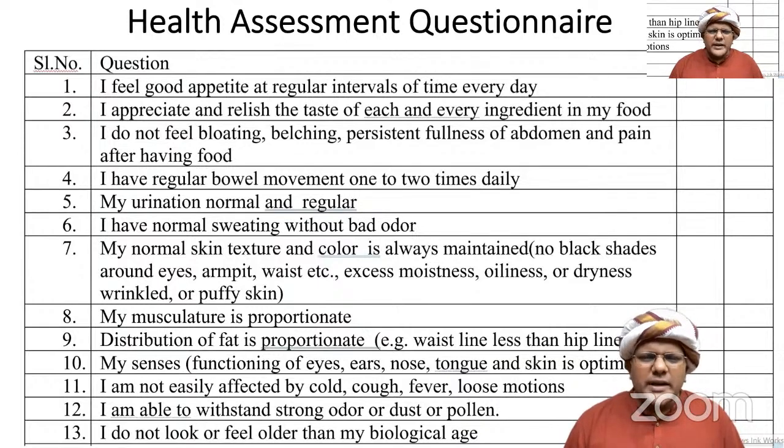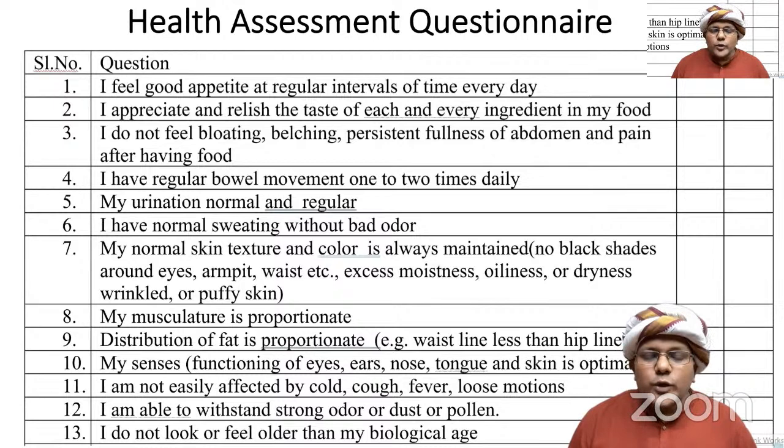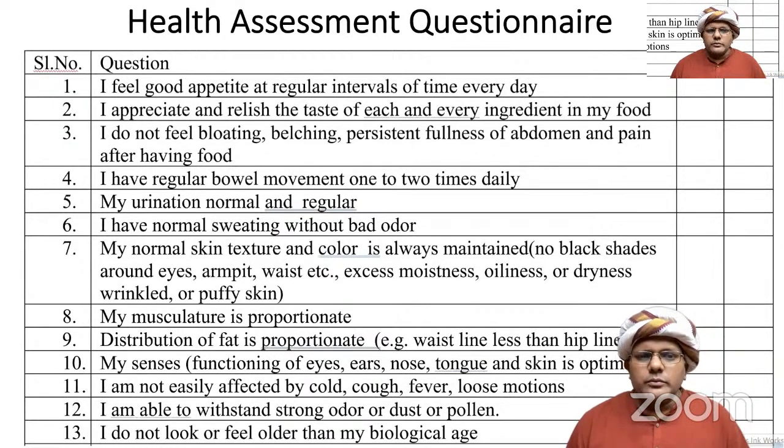I have normal sweating. Sweating is happening, but some people with pitta prakriti might have a strong odor, but not bad odor. Bad odor is something which is indicating that some toxins are getting accumulated inside our own body. So I don't have that bad odor when I sweat. Yes, no. My normal skin texture and color is always maintained. No black shades around eyes, armpits, waist. No excess moistness, oiliness, or dryness. Uneven, untimely wrinkling or puffy skin. All these things are not there.